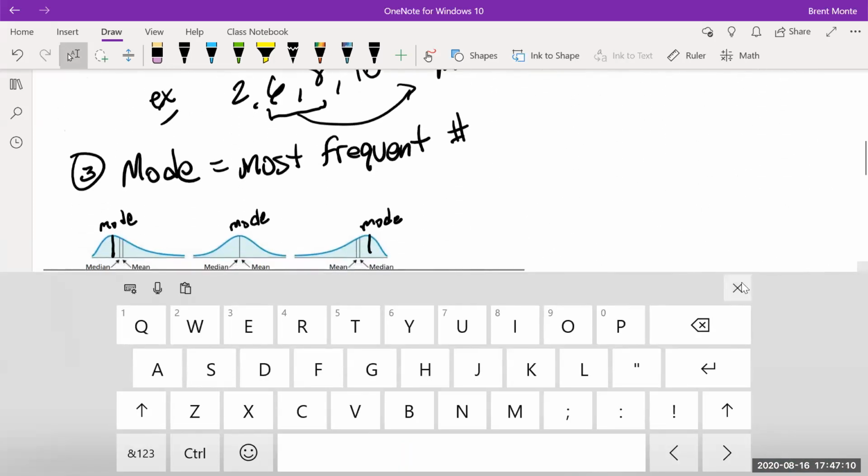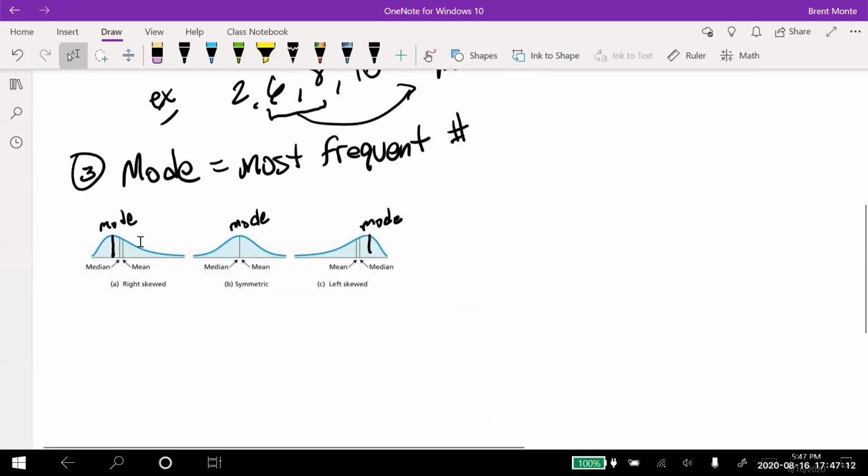I want to get rid of this. There's equal stuff to the left and right. We call it symmetric. The mean and the median will be the same. And the mode is also equal to those as well.